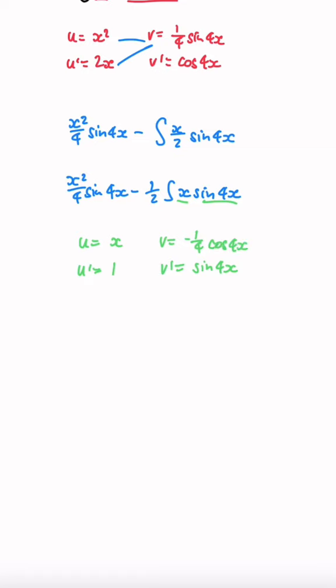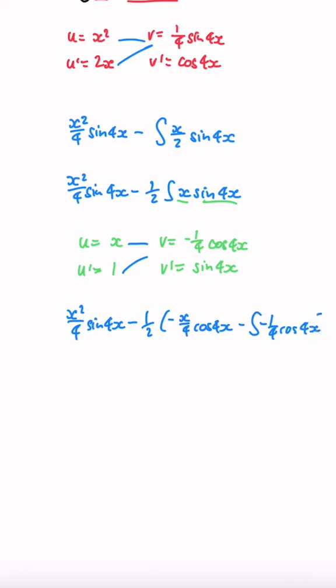So now let's just write out our problems. We've got x squared over 4 sine 4x, and we're minusing 1/2. And then we've just got in brackets u times by v, which is going to give us minus x over 4 cos 4x. And from there, we're going to subtract the integration of u dash times by v, which just gives us minus 1/4 cos 4x. All we need to do now is expand this out and integrate.